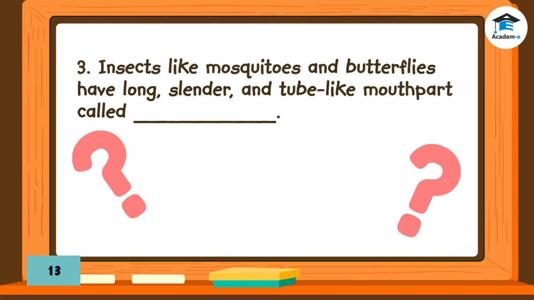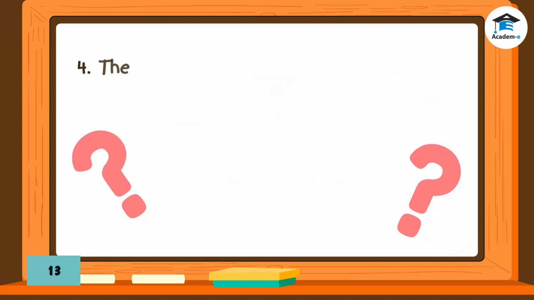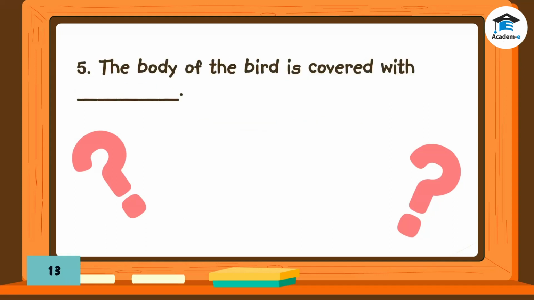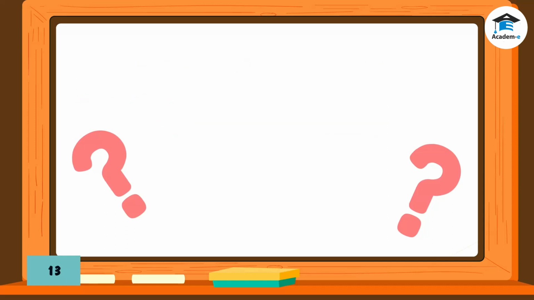3. Insects like mosquitoes and butterflies have long, slender, and tube-like mouthpart called blank. The answer is proboscis. 4. The fish uses its blank to breathe underwater. The answer is gills. 5. The body of the bird is covered with blank. The answer is feathers. Very good. You've got them right.